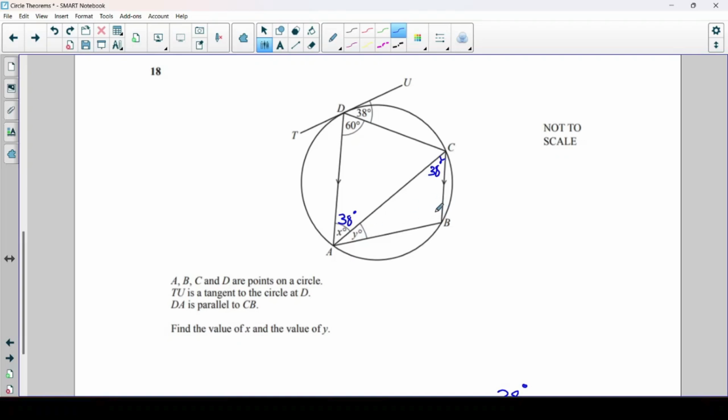Then I'd be able to work out y. The other thing that we need to notice is that this is a cyclic quadrilateral, this whole thing here. All points are on a circumference, and opposite angles in a cyclic quadrilateral add up to 180. So this one here is 120. Now I'm going to add these two together and subtract from 180. 120 add 38 is 158, and angles in a triangle add up to 180, so subtract from 158 and we get 22 degrees. So angle y is 22.